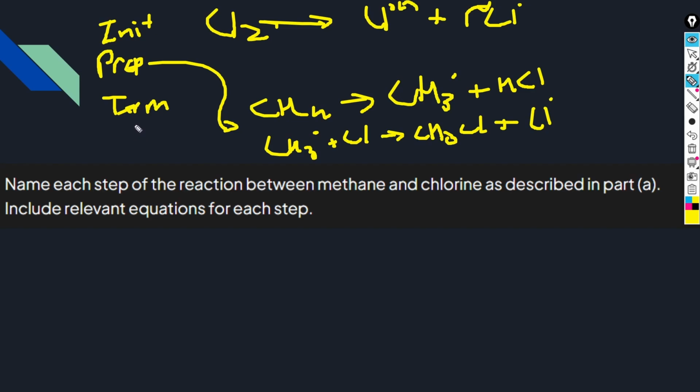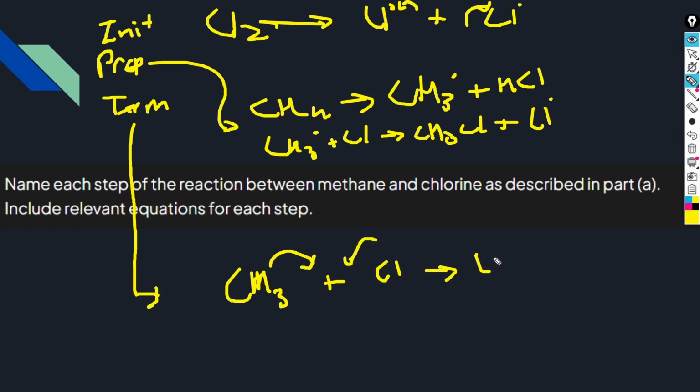And finally, in termination, I forgot to show you, you should draw the half arrows again. So we can have CH3 radical combine with chlorine radical to form CH3Cl. And again, we can have this with CH3 and CH3, or we can have chlorine and chlorine.